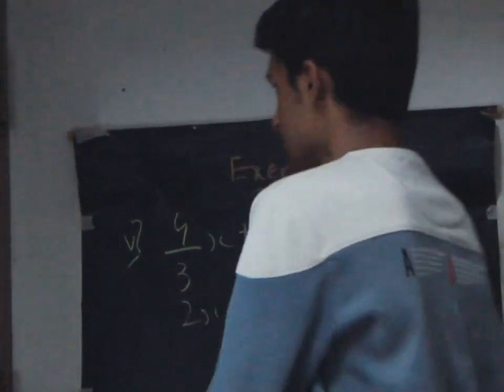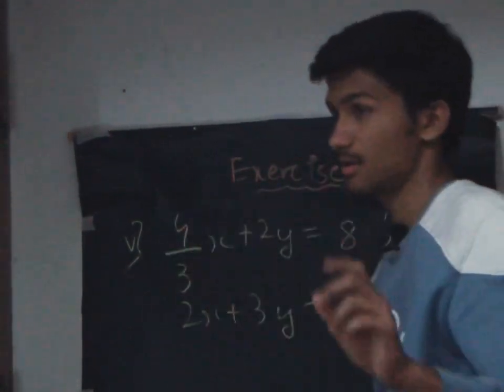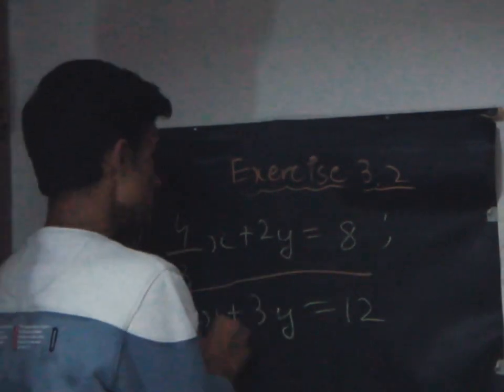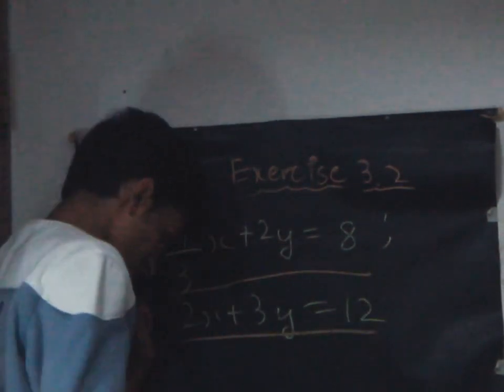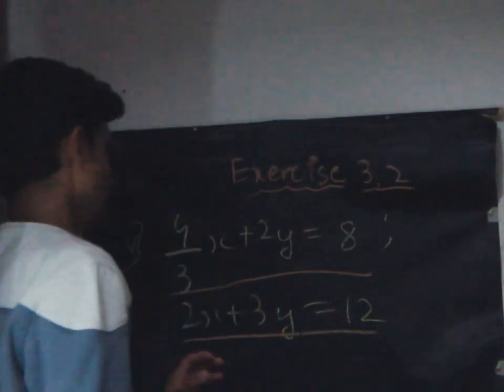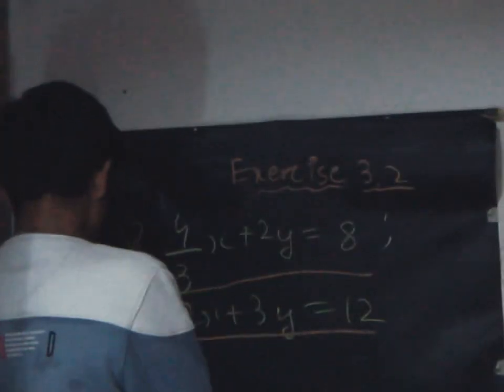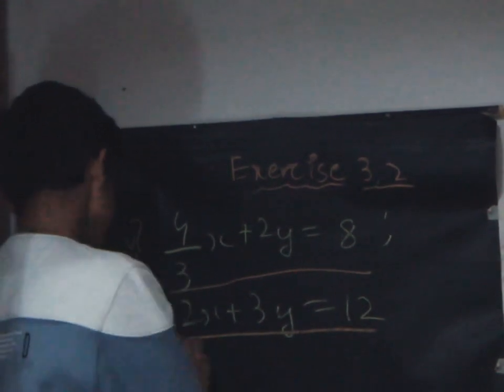So let us move on to the fifth and last sub question of this main question. So the question will be like this: 4 by 3x plus 2y is equal to 8 and 2x plus 3y is equal to 12. This is the first equation and this is the second equation. Okay. So here the chalk is slipping. Okay. Solution will be like this.